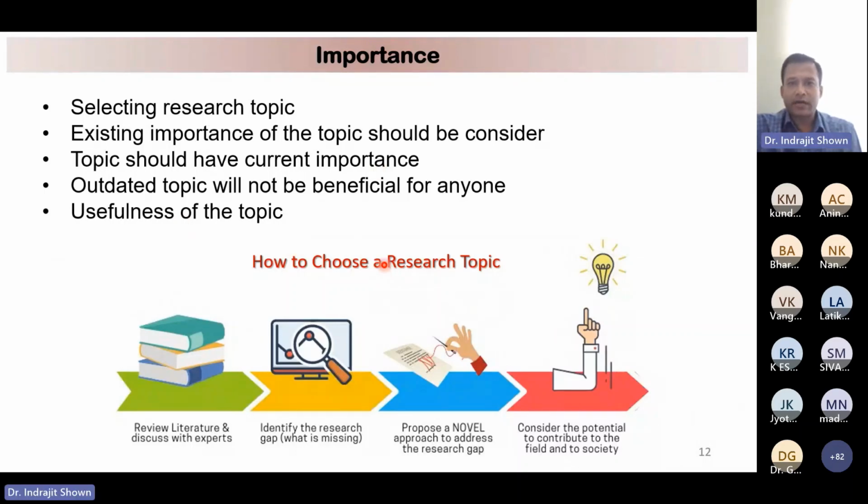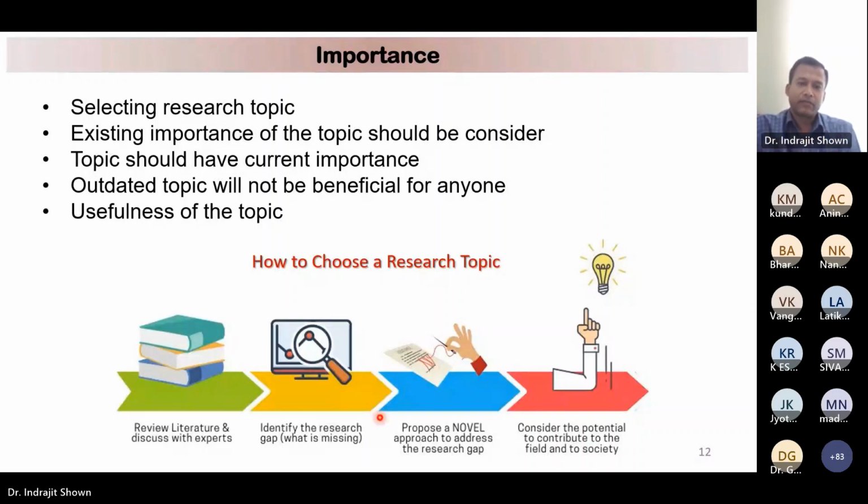How can you choose a current topic or more beneficial topic, the way of choosing that? First of all, you have to study, that is, you have to review some of the literature and discuss with the experts. Then identify your research gap. Basically, if you are able to identify what earlier people did and what exactly currently people are doing, and what is the exact requirement, then you can identify the research gap on that particular topic, or we can say the missing scientific understanding.